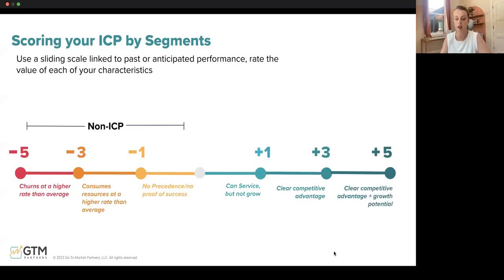And then our ideal customer elements are those where we have a clear competitive advantage and we have the ability to grow with them. So this gives you an idea of your non-ICP and your ICP segments.